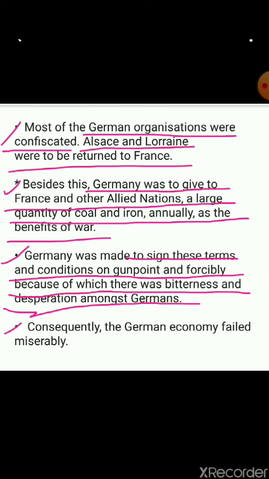Consequently, the German economy failed miserably. Okay, totally the German economy failed, and it was totally ruined by the allied nations. This was the impact of the Treaty of Versailles after Germany lost the war.